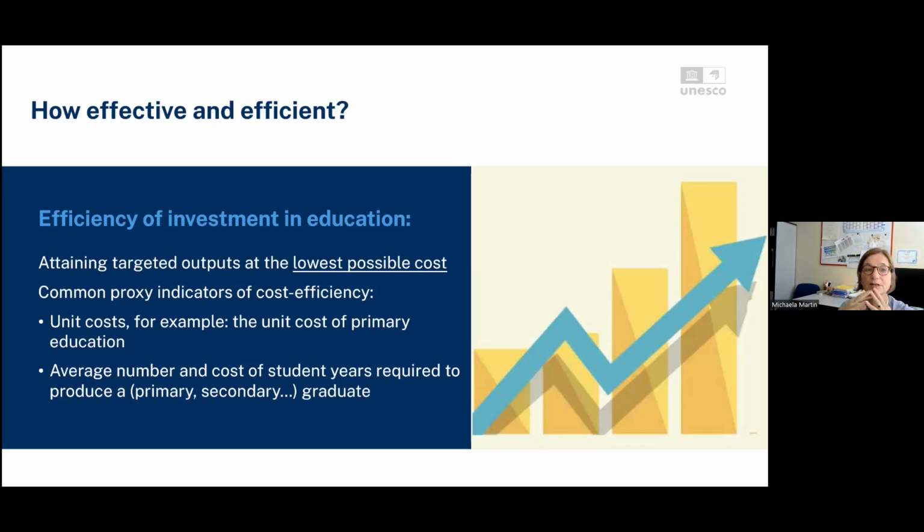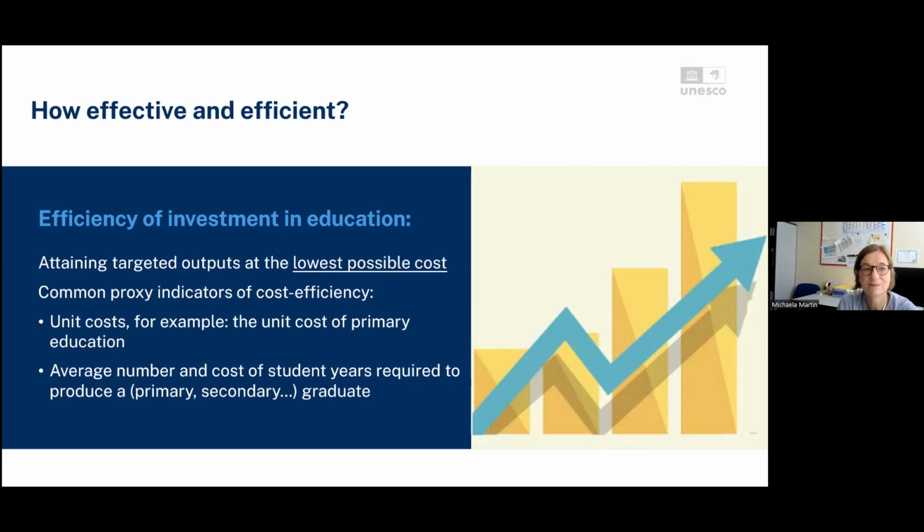Unit cost of primary education can be a very complex notion as well. Typically, when we simplify it, we take simply the public education budget, and we divide it by the number of pupils enrolled in a given year, for instance, in primary education. So then we have a very rough estimate of the unit cost in primary education.